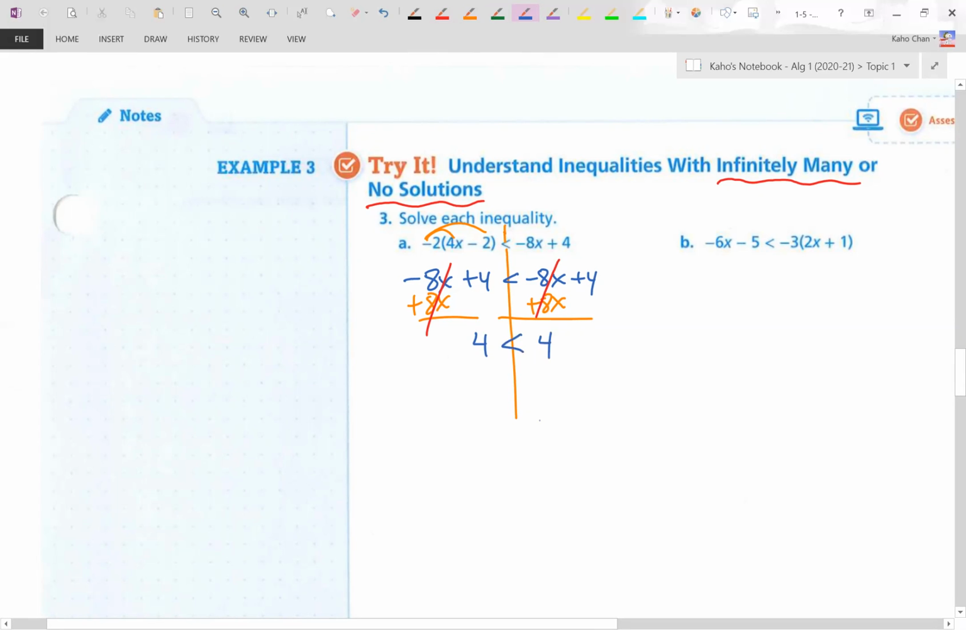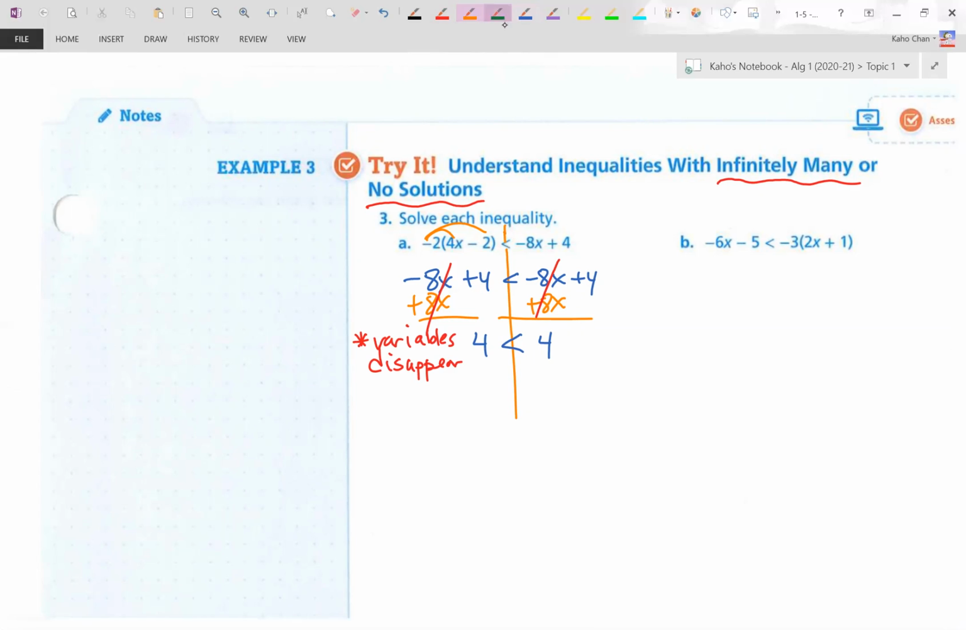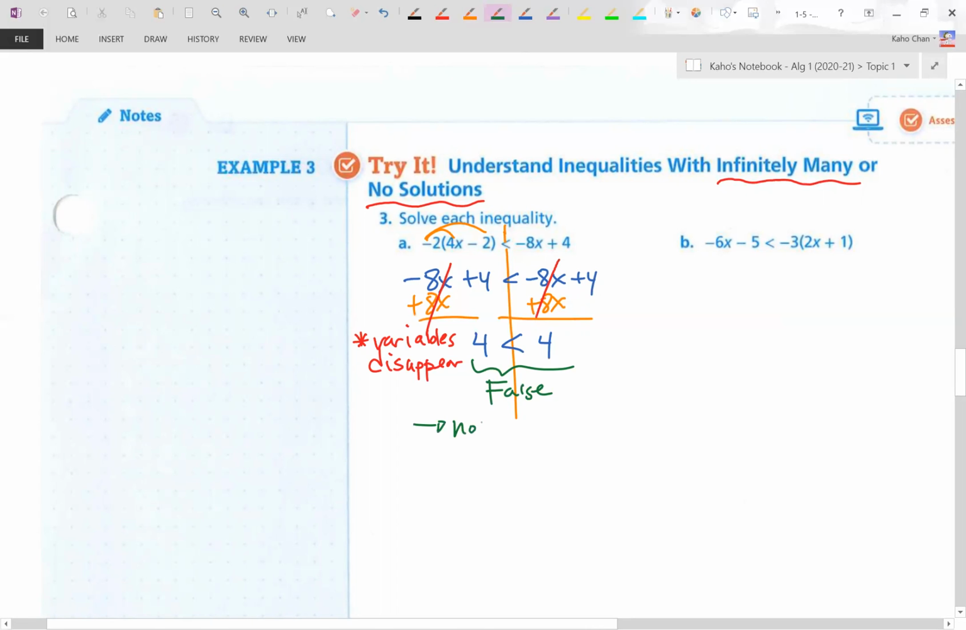Now be careful. Here we do have variables disappear. But the inequality may seem at first to be true, but it is false. There's no solution. Nothing would ever make that true, okay?